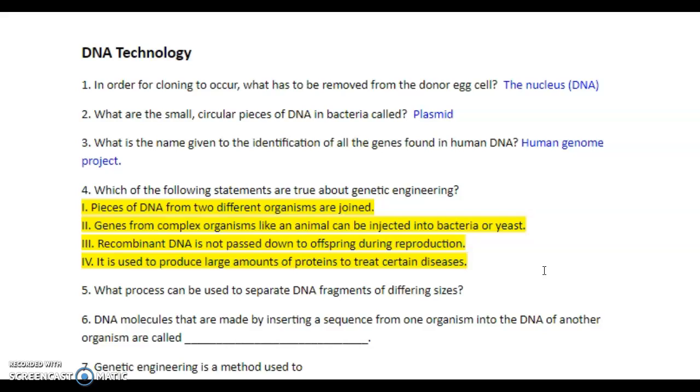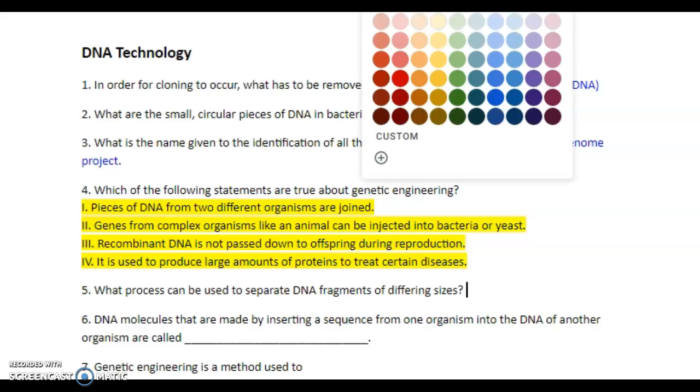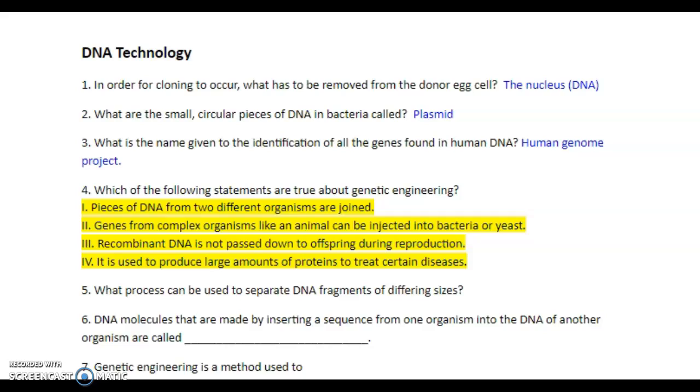Number 5. What process can be used to separate DNA fragments of different sizes? That's how they identify the little fragments between the actual genes. It's called the DNA fingerprint. It's unique to an individual. No 2 people, except for possibly identical twins, have identical DNA fingerprints. That's called DNA fingerprinting. Also called gel electrophoresis.